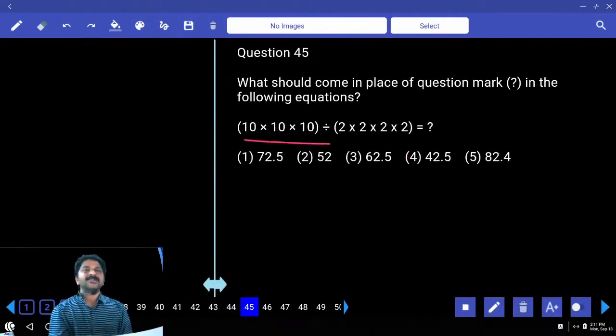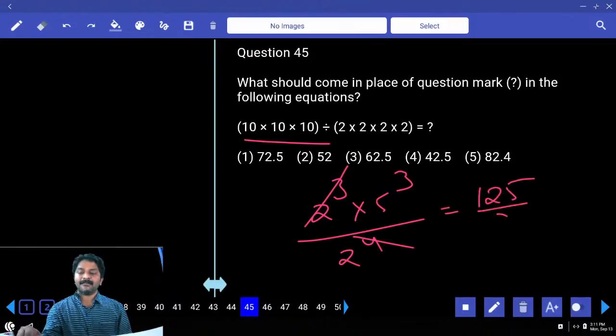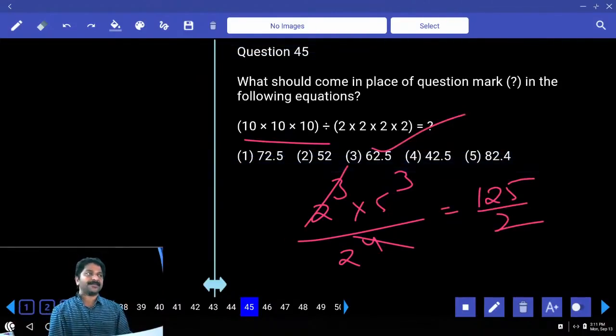Can we write 10 as 2 into 5? 10 cube we have, so I'll write it as 2 cube into 5 cube divided by 2 power 4. 2 cube cancelled. In the denominator we still have 2, 5 cube. 125 by 2, 62.5, third option.